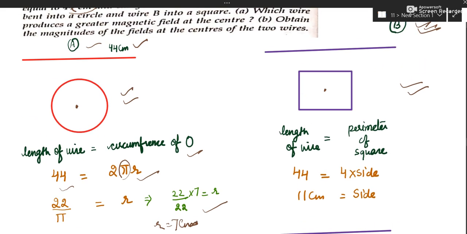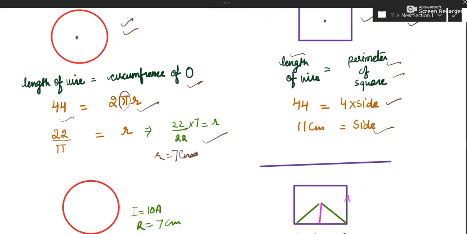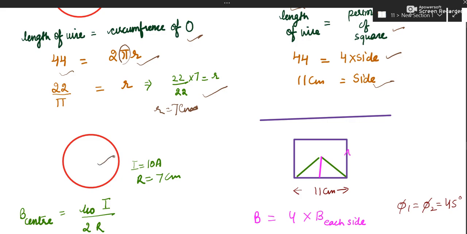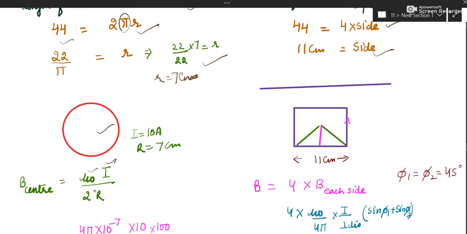Here the length of the wire, which is 44 centimeter, has been bent into the form of a square. So the length of the wire will be equal to the perimeter of the square. The perimeter of the square is 4 into side. The side of the square is obtained. We have to find out the magnetic field at the center of both. So for the circle it's easy. Direct application of the formula mu naught I by 2r. This is due to the full loop. So you can substitute I and you can substitute r in meters. You will get that magnetic field.